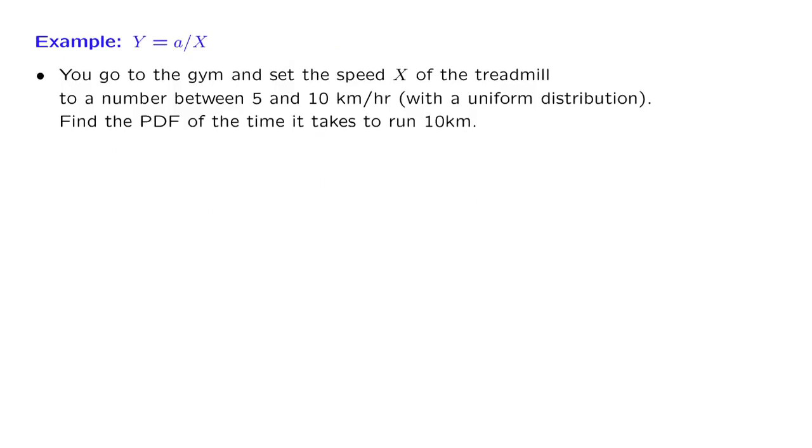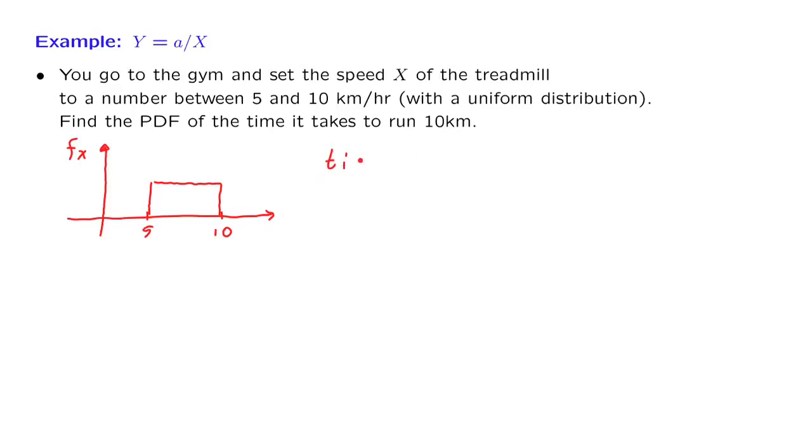Our second example is as follows. You go to the gym, you jump on the treadmill, and you set the speed on the treadmill to some random value, which we call x, and that random value is somewhere between 5 and 10 kilometers per hour, and the way that you set it is chosen at random and uniformly over this interval. So x is uniformly distributed on the interval between 5 and 10. You want to run a total of 10 kilometers. How long is it going to take you?